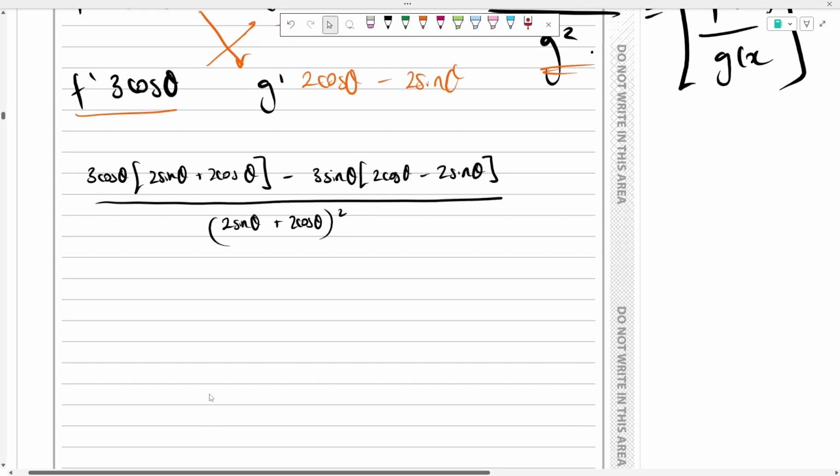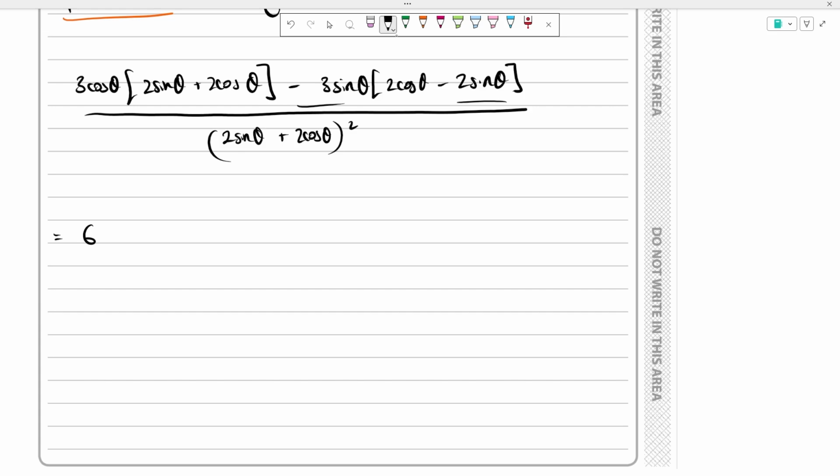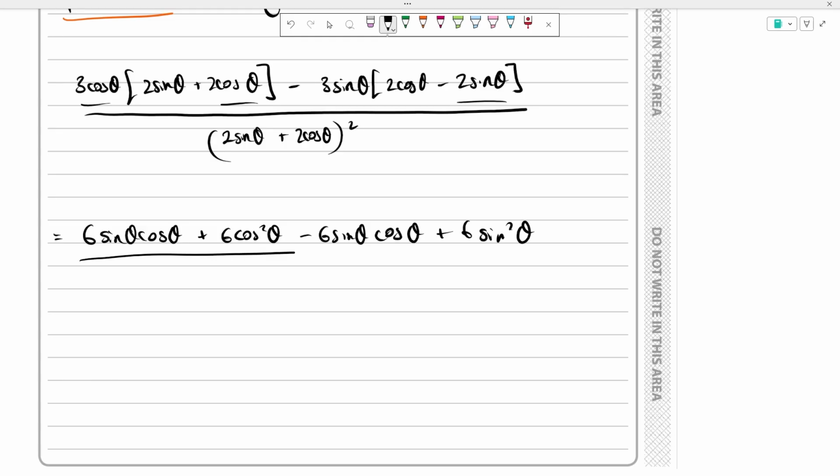Let's begin to simplify this a bit more. 6 sine theta cos theta plus 6 cos squared theta. Now we have to be careful of our minus here. So this will be minus 6 sine theta cos theta plus 6 sine squared theta. Okay, cool. We have a cancellation in there somewhere. And we also have our formula being used.